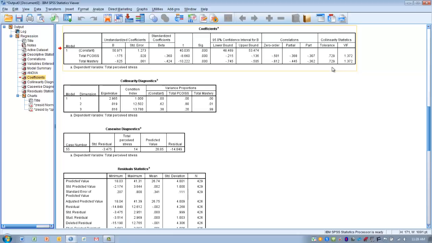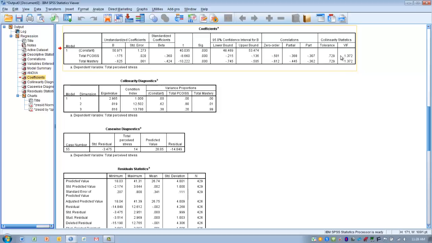Okay, so if this value is very small, in other words less than 0.10, it indicates that there might be multiple correlations that are high, suggesting multicollinearity. So our value here for our two independent variables is 0.729. So that's well above 0.10. So we can say, at least in this measure, we do not have multicollinearity.